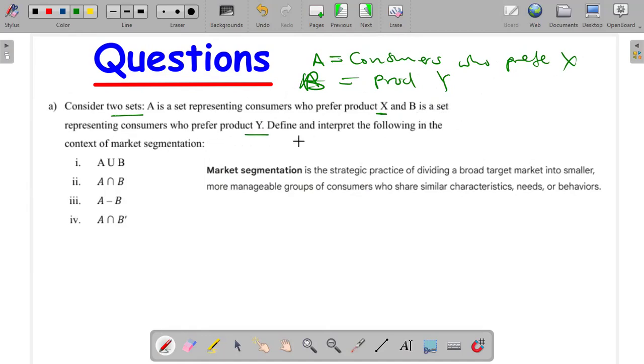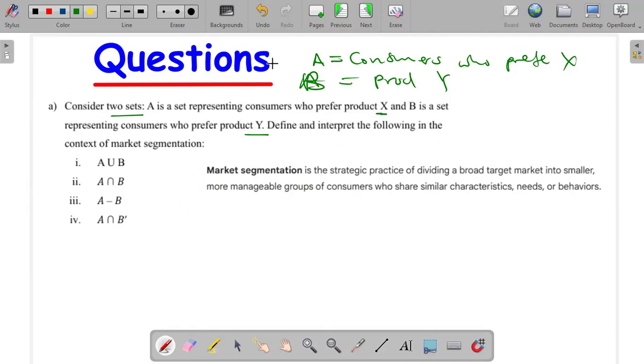Now, they're telling us to determine and interpret the following in the context of market segmentation. That is A union B, A intersect B, the difference of A and B, then A intersect B complement. We should interpret all this in terms of market segmentation.